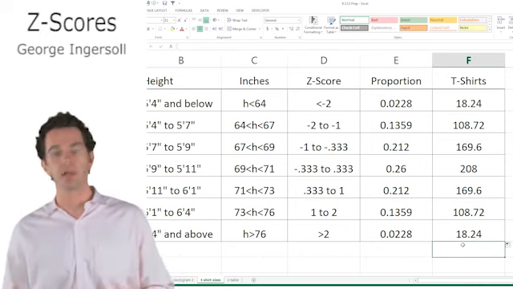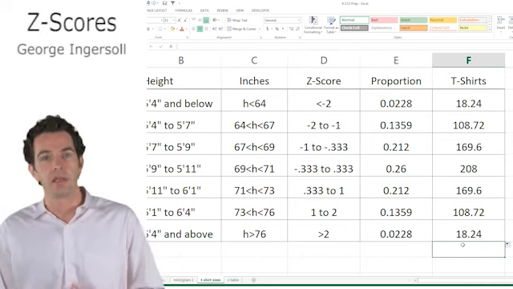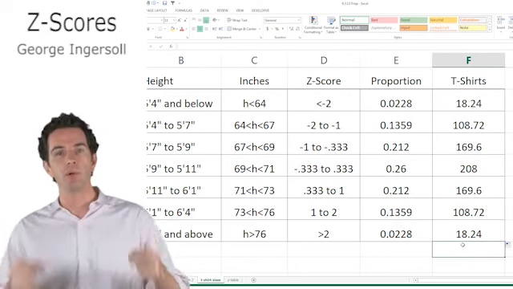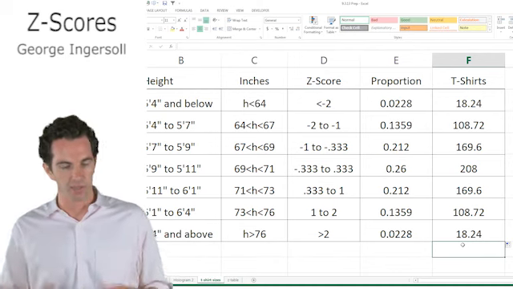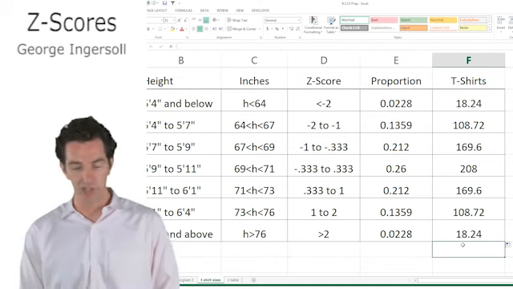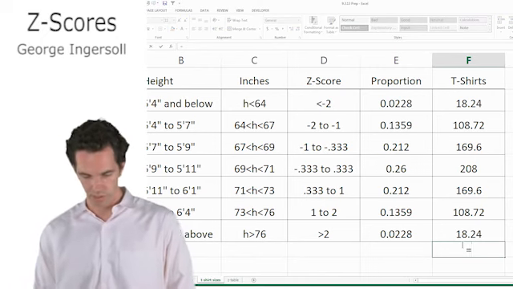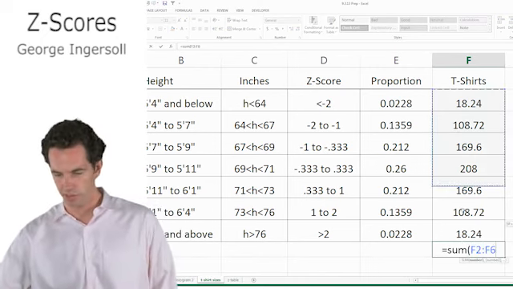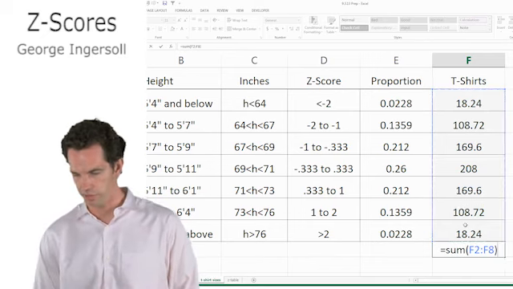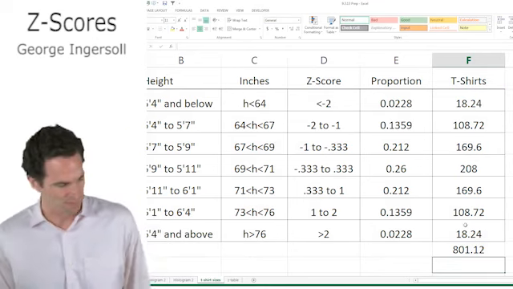These are the approximate numbers of t-shirts we should stock in each of these sizes in order to meet customer demand, knowing what we know about the average height of American males and the standard deviation of that height, as well as the number of t-shirts we sell per week. So again, I'm going to do a sanity check, just make sure all this equals 800. I know it's going to. Comes close enough. Have an extra t-shirt for leeway.